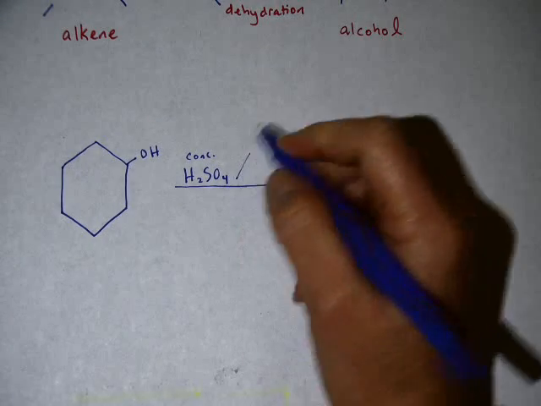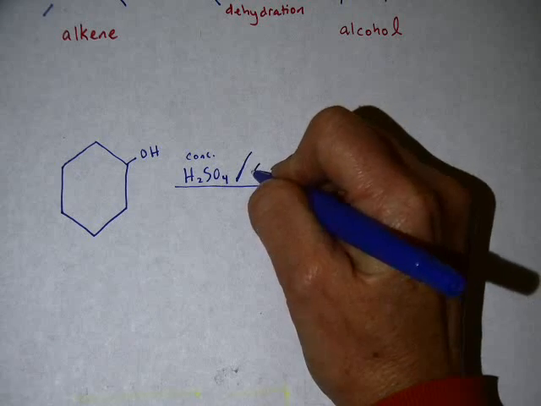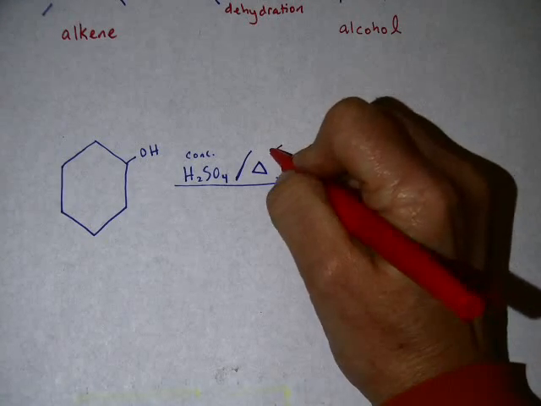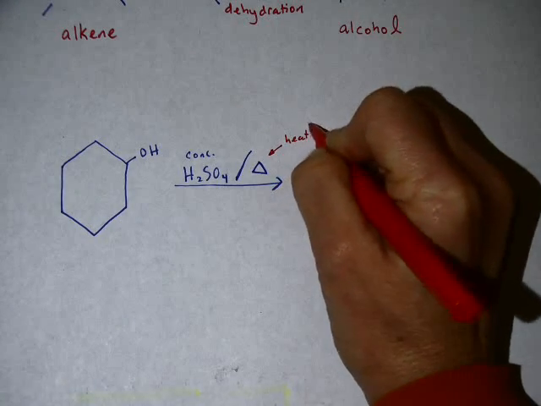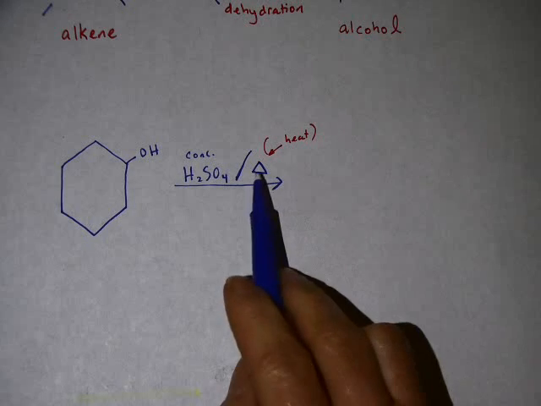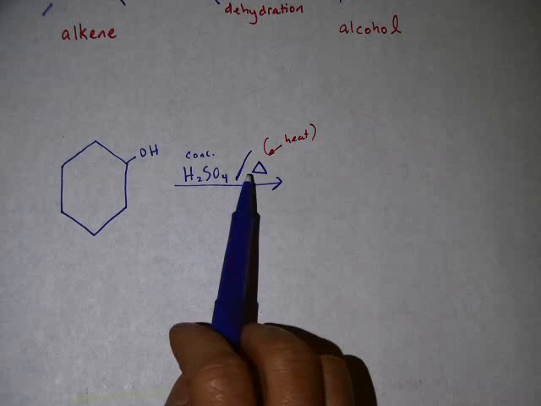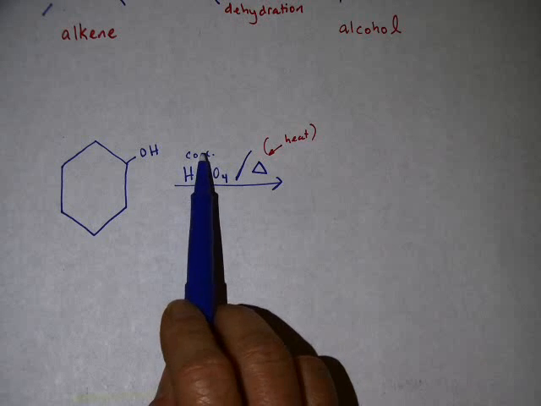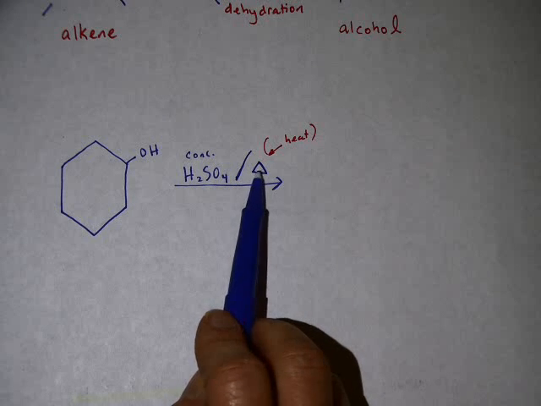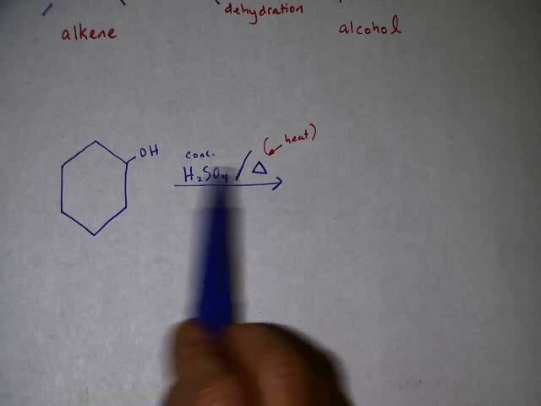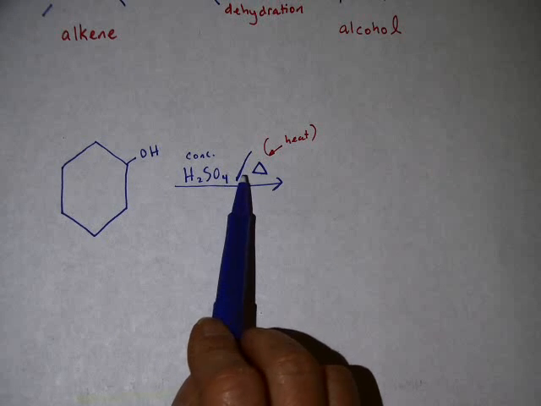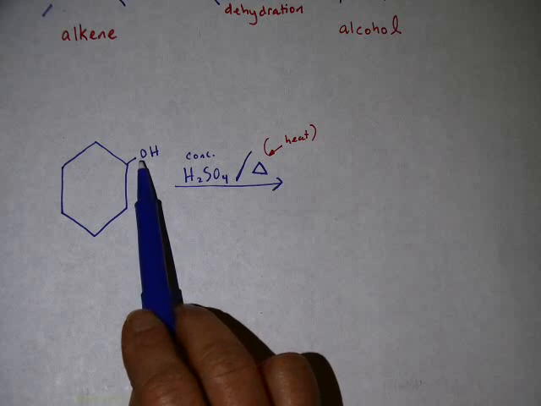You often also add heat. The symbol for heat is a triangle. So that's heat. This is the symbol for heat. This is how you'll know that it's dehydration. When you see that you're mixing something with concentrated sulfuric acid and heat, that's dehydration. The only thing that can get dehydrated is an alcohol. So if you try to dehydrate something else, no reaction. The only thing that will be dehydrated is an alcohol.